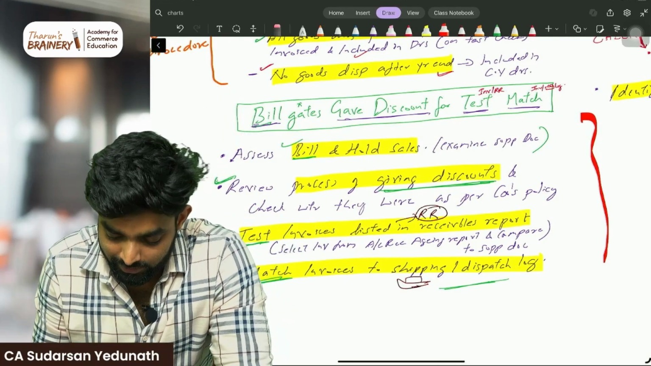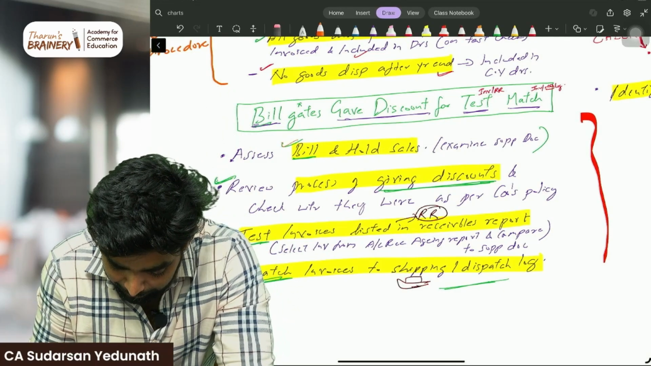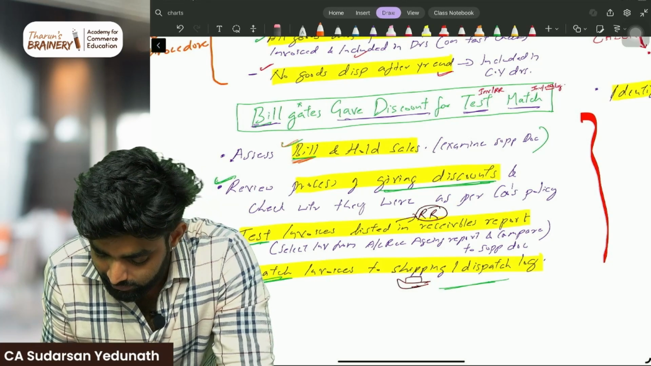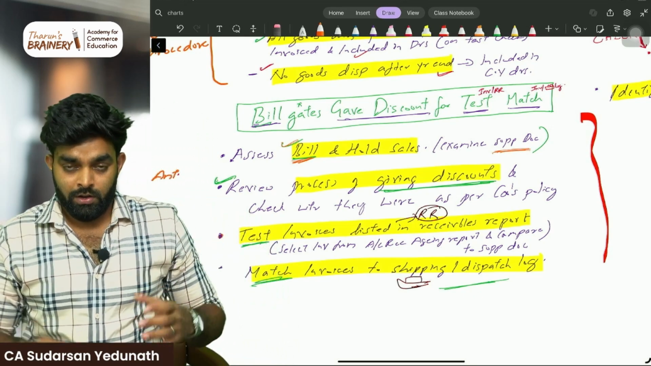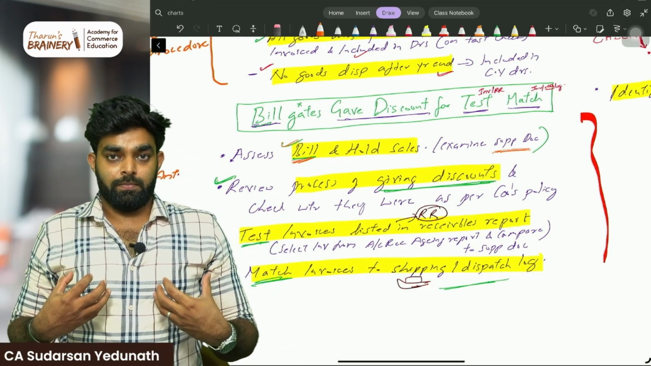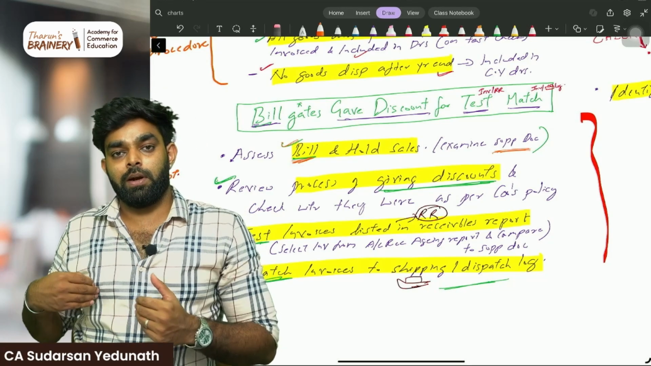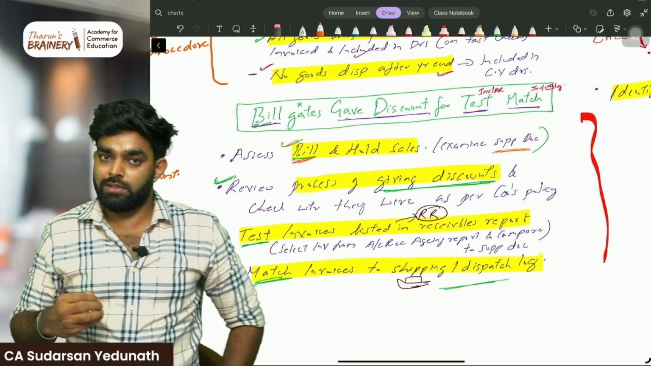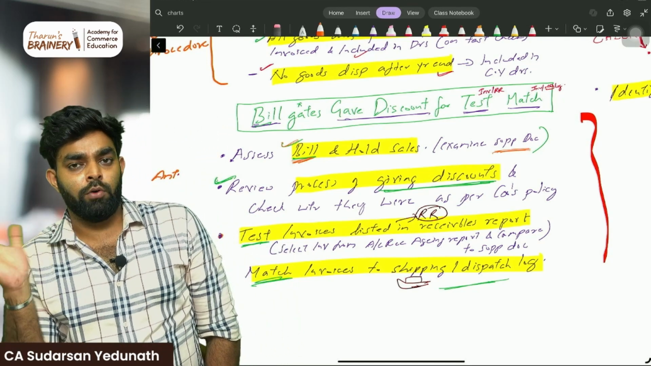It's a very easy mnemonic. That is why I put this. Assess the bill: Bill Gates means bill. Assess the bill and hold sales. Examine the supporting documents. Bill and hold sales means you are a company and a billing happened. Some customer came in and gave us the money. We gave for 1,000 earphones. The customer gave us the money for 1,000 earphones, and we issued the invoice as well.